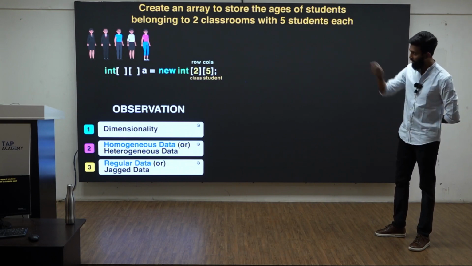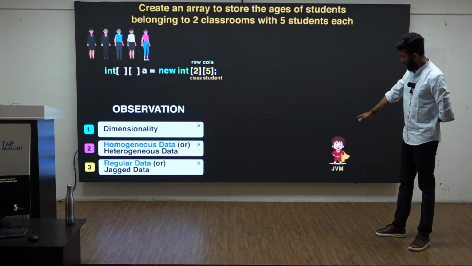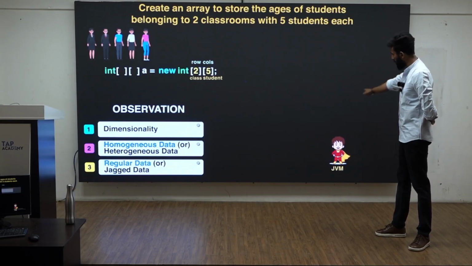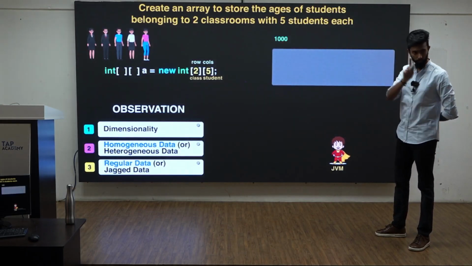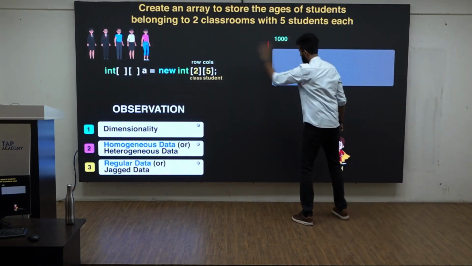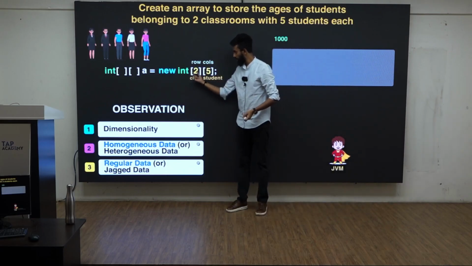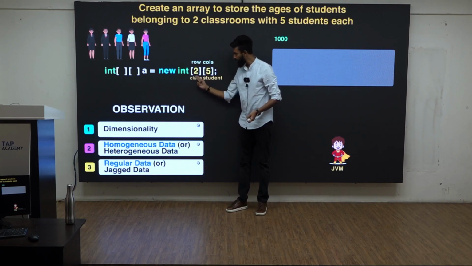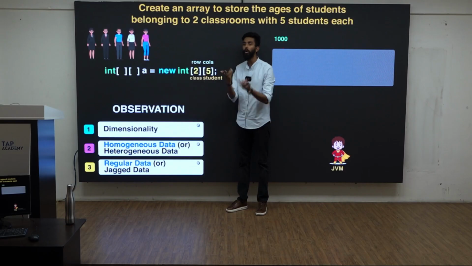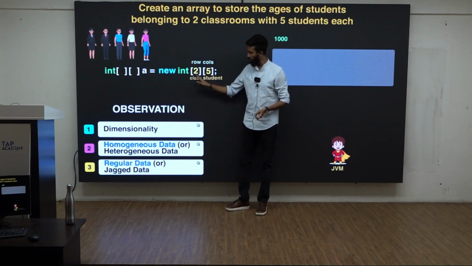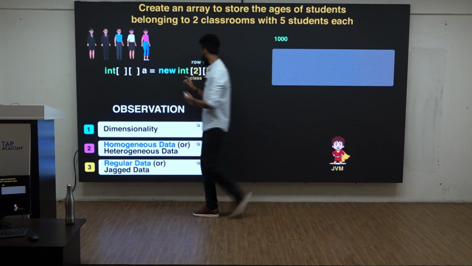Observe. Assignment, RHS new. JVM gets activated, goes to heap and creates a new block of memory with an address. Now see. Int means integers. Now when you put 2 dimensions, for you it is class and student. But JVM will not look at this as class and student. How should it know class or student? So tell me, what will JVM consider the first dimension as? Rows. What will it consider the second dimension as? Columns.